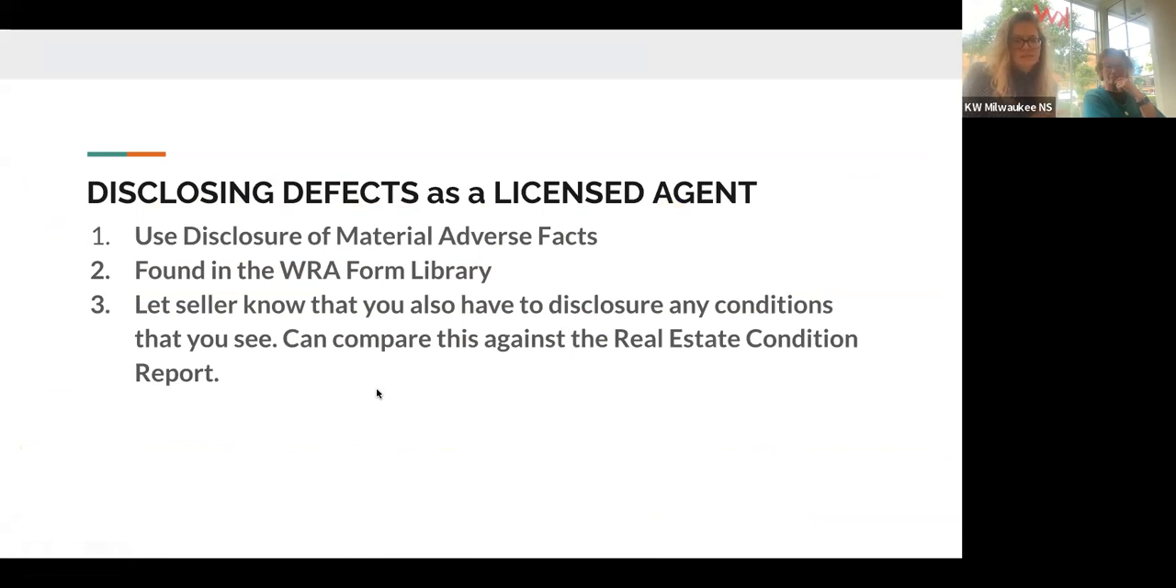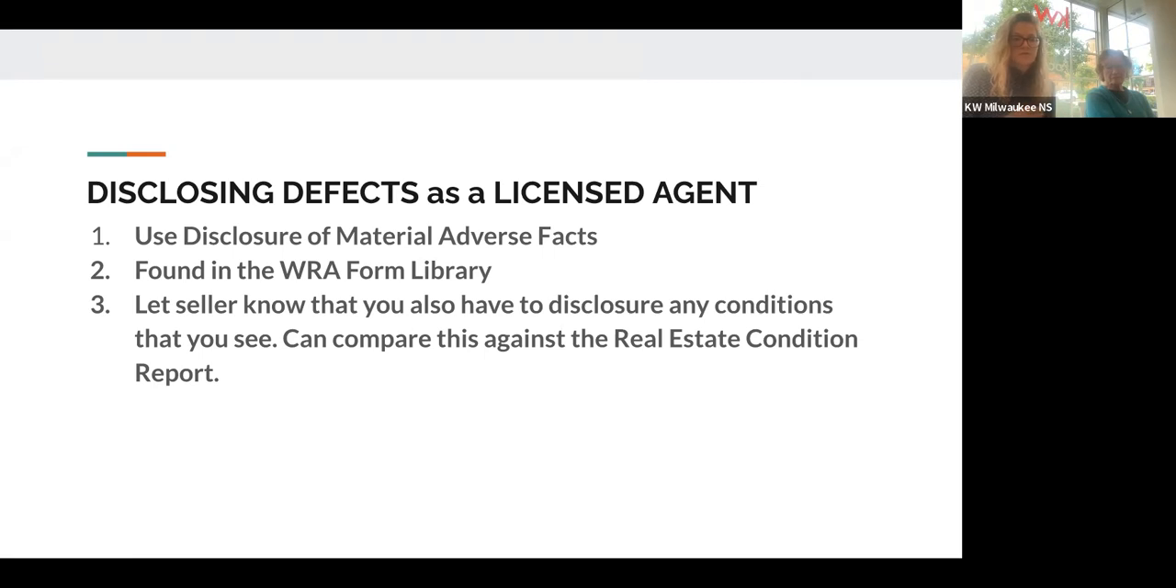Disclosing defects as a licensed agent. Part of our process when listing a home is that we have to do a walkthrough of the home and observe any defects that we might see. If we see something that the seller may not have disclosed, we need to use our own disclosure form, called the disclosure of material adverse facts. You'll find this in the WRA form library on Zip Forms.